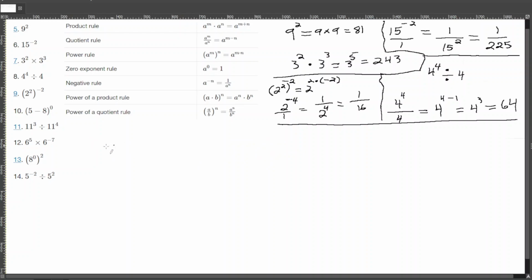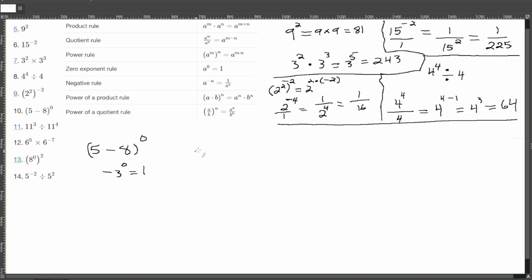So number 10, 1, right? Hopefully you guys can see that it's 1. But if not, we'll take our time. We'll do it. So the order of operations still exists, guys. So we would do 5 minus 8, negative 3 to the 0 power. So that's just 1, according to our 0 exponential rule.